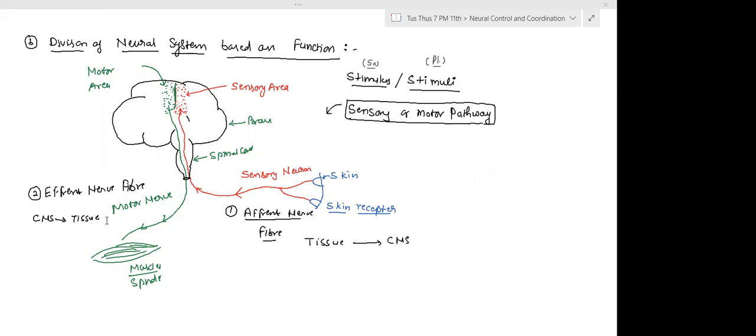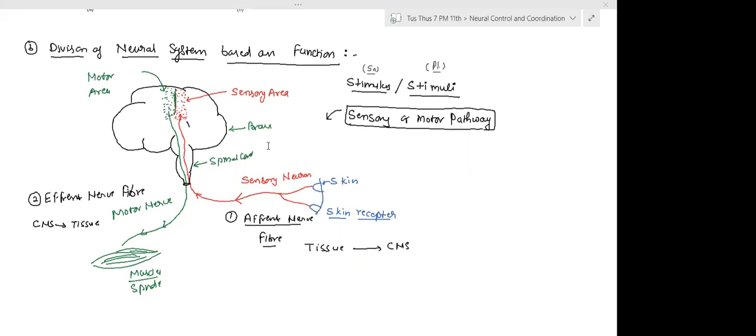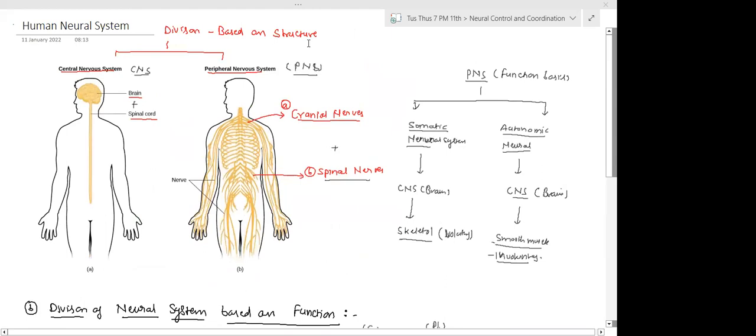Yes. So afferent is giving out. Right, the nerve which is giving out, and afferent is going inside. So this is the division of the neural system on the basis of function, and the earlier one was the division of the nervous system based on structure, right?